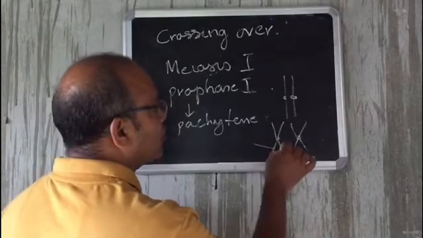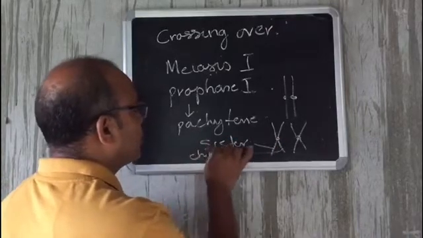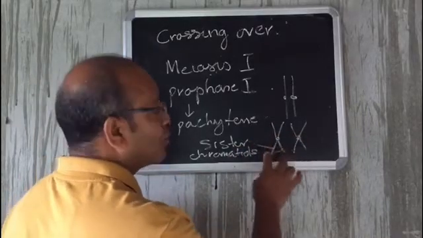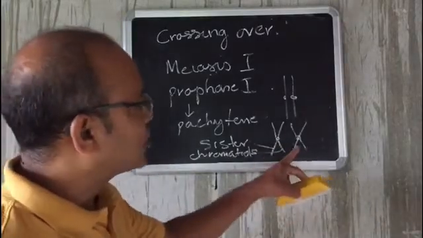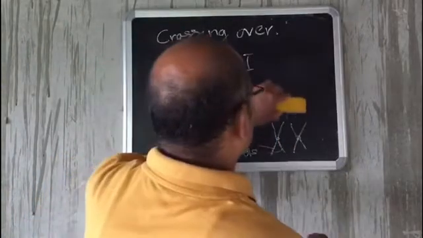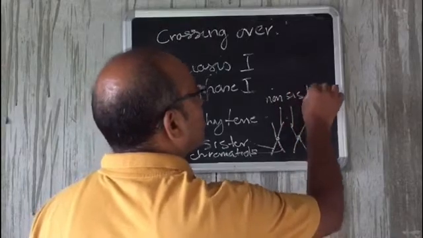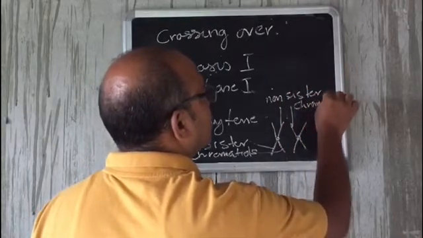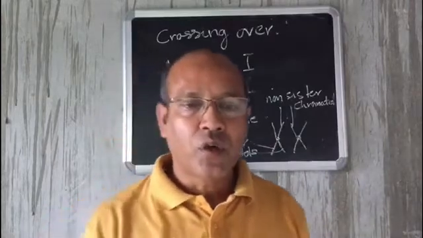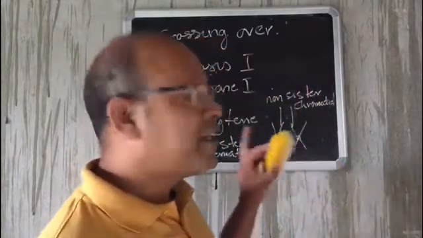These arms are now called the sister chromatids. These two arms of one chromosome are called the sister chromatids. Same here also, these are called the sister chromatids. And likewise, these two arms of two different chromosomes are called non-sister chromatids. So basically, crossing over takes place in the non-sister chromatids of the homologous pair. The non-sister chromatids of the homologous pair. Here they are in dyad stage.